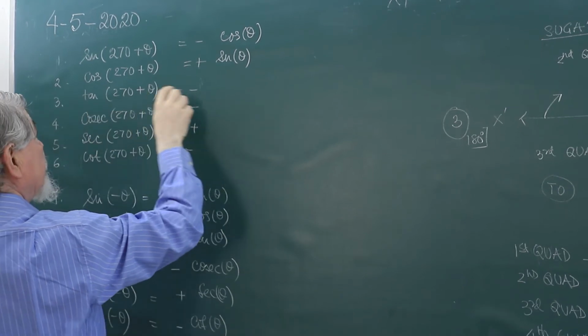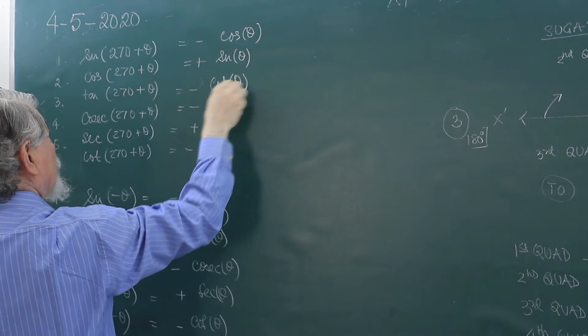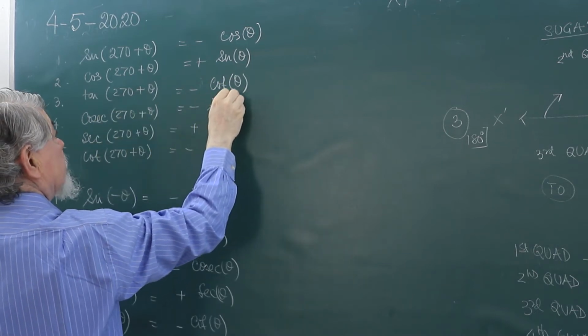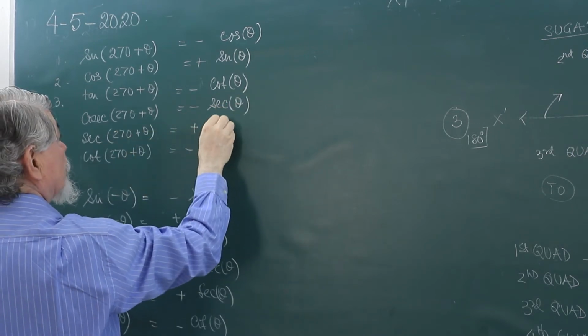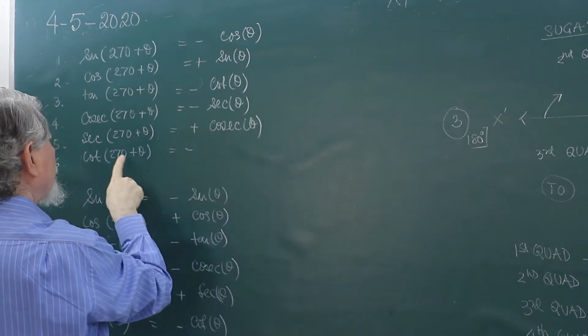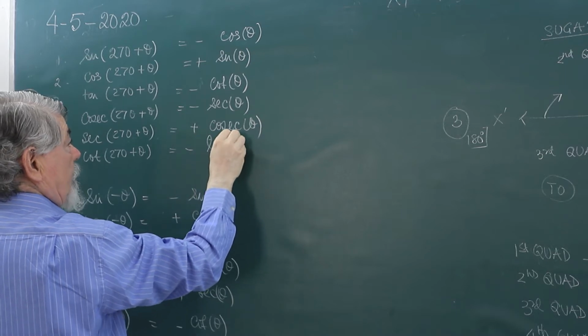Tan 270 plus theta will be minus cot theta. Cosec 270 plus theta will be minus sec theta. Sec 270 plus theta will be plus cosec theta, and cot 270 plus theta will be minus tan theta.